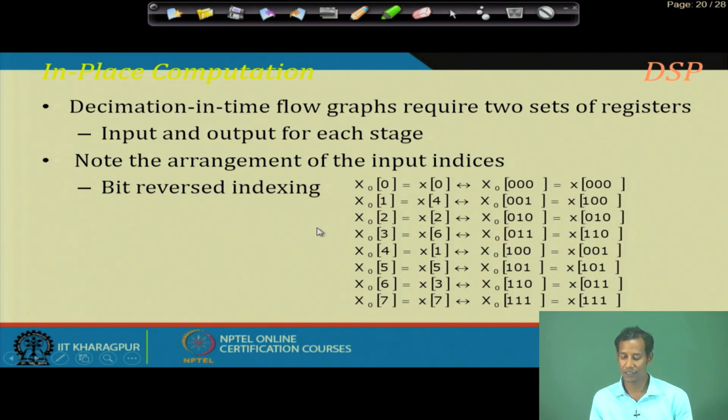Bit reverse indexing means that if I apply the input as x0, x1, x2, x3, x4, x5, x6, that is the input sequence, the output from this decimation in time FFT will come in a bit reverse manner, which is nothing but x0, then x4, then x2, then x6, then x1, then x5, then x3, then x7, something like this.